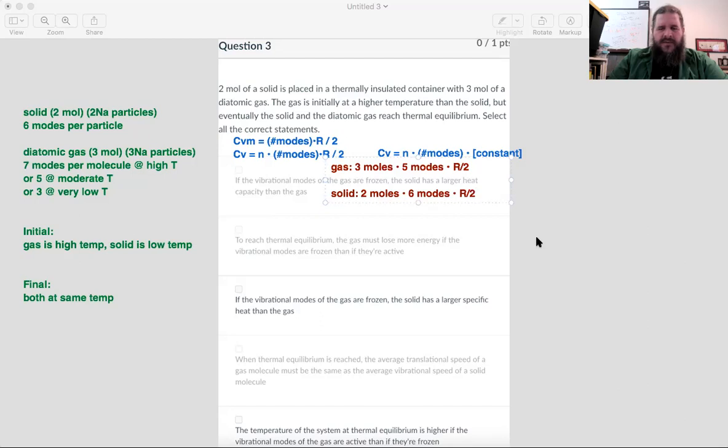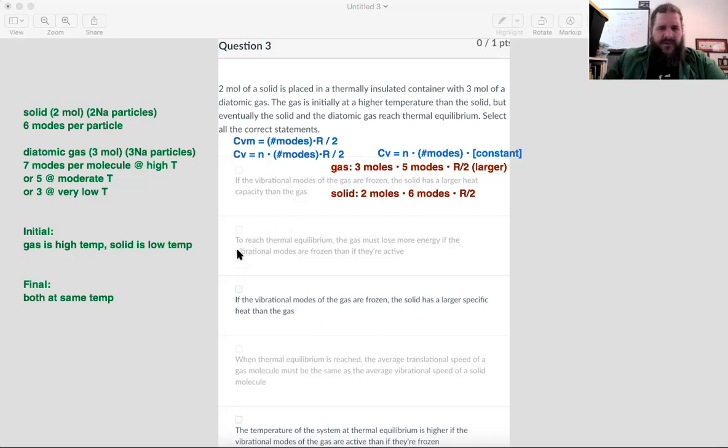3 times 5, 2 times 6. Yeah, 3 times 5. So 15 versus 12. So for the gas, the heat capacity of the entire sample is going to be 15 times R over 2. For the solid, it's going to be only 12 times R over 2. So the gas does have a larger heat capacity here. So this one is false.